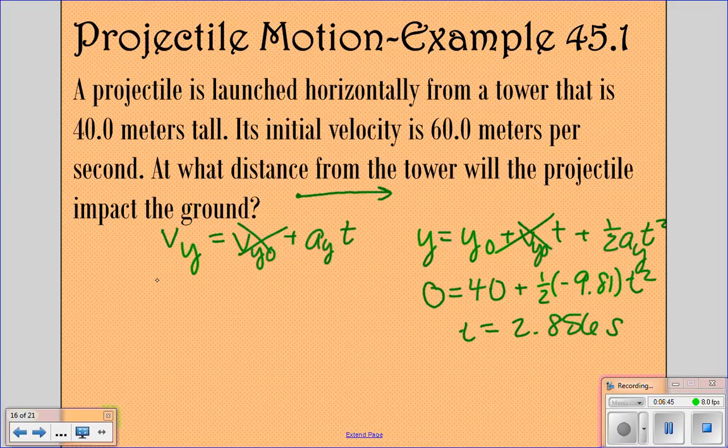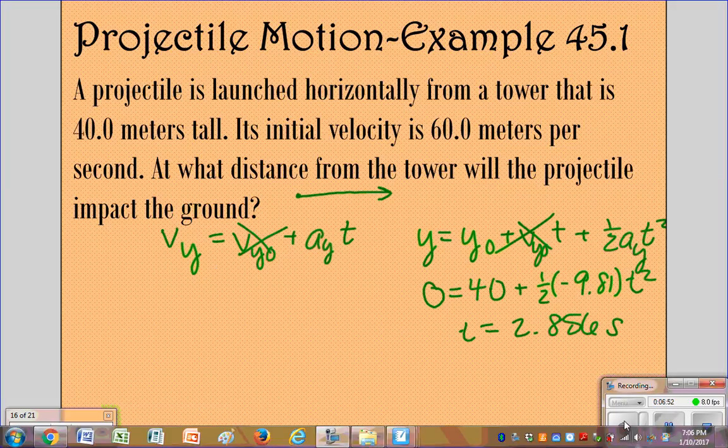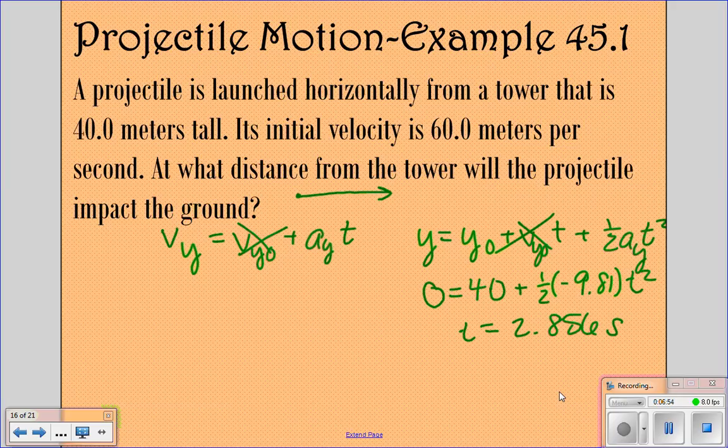Notice that we didn't actually use this equation anywhere. So we didn't actually use that equation on the left. We didn't need it. You may need it in some problems, you may not.